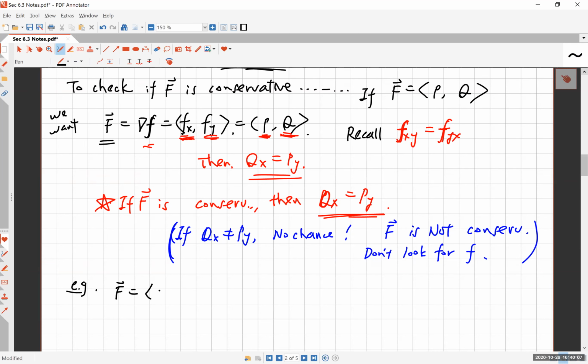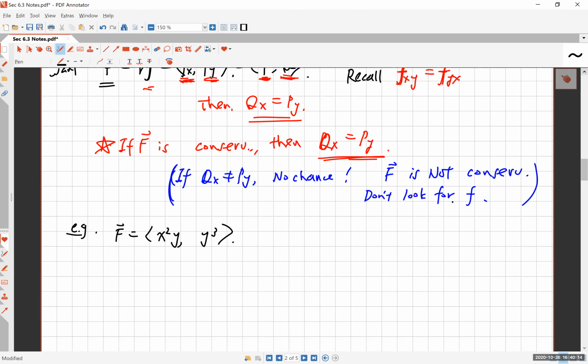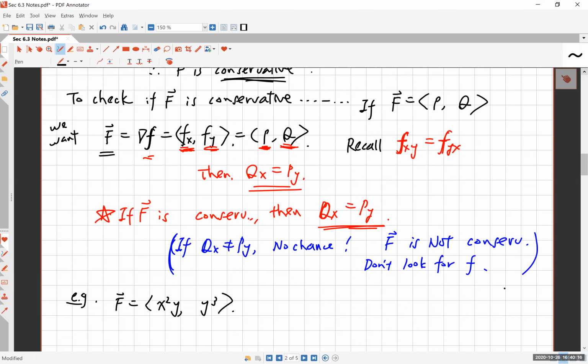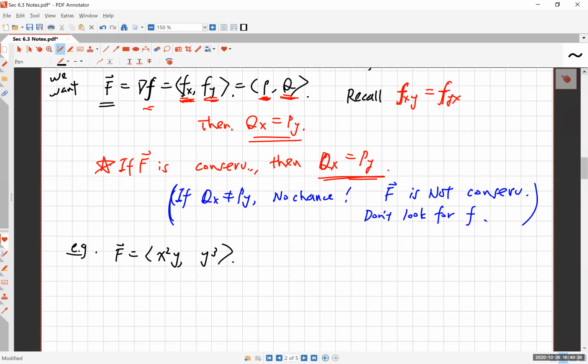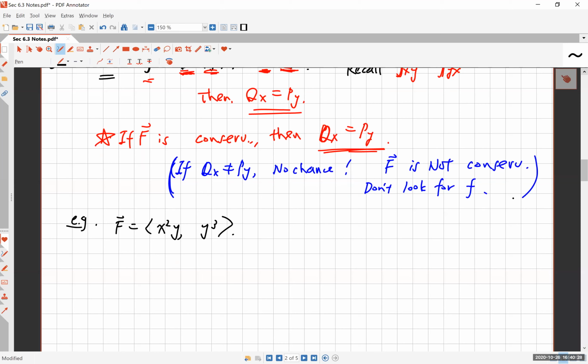If F is (x squared y, y cubed), let's find a potential function. You can start looking for a potential function like this, right? The x has to be the first component, the y has to be the second component. Take the antiderivatives and see if you can find such a potential function. After several hours, you probably will give up because you wouldn't be able to find it. And then you may wonder, is there a way to show that there is no potential function? All you have to do is to do this.